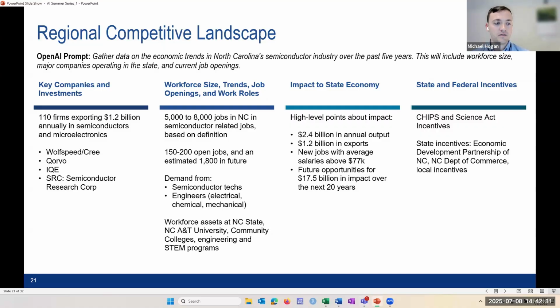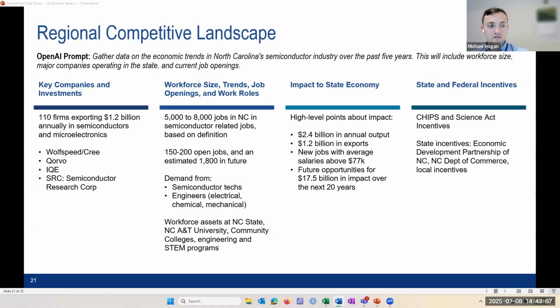So it included our key companies, 110 firms, $1.2 billion in semiconductor and microelectronics exports, 5,000 to 8,000 jobs in North Carolina, open jobs, and estimated growth in the future. Where was demand coming from? So semiconductor techs, engineers, electrical, mechanical, workforce assets. It gave us some high-level talking points on impact to the state economy. So value of annual economic output, exports, wages, and opportunities. And finally, offered a short synopsis of some federal and state incentives.